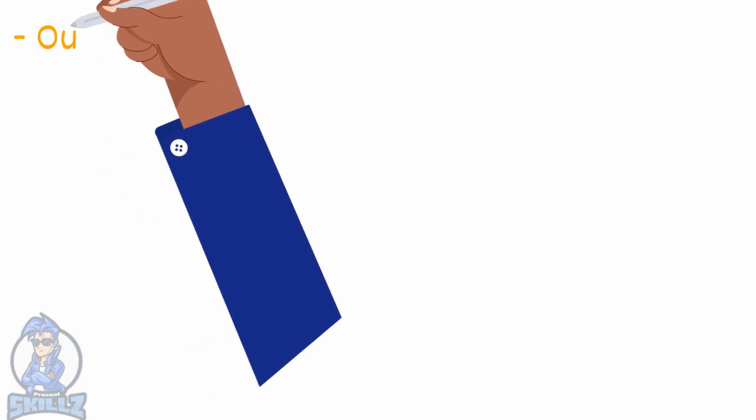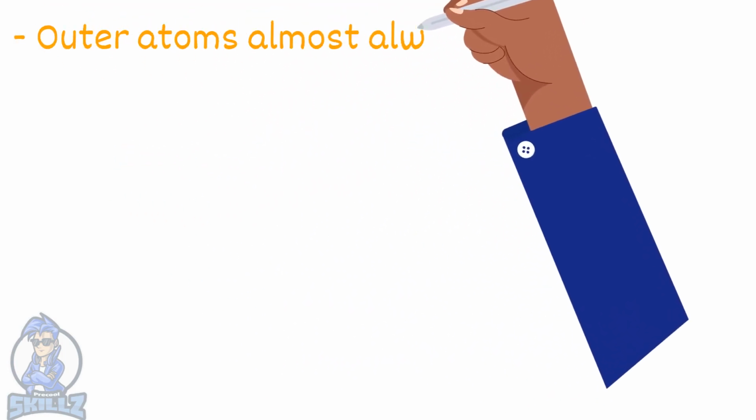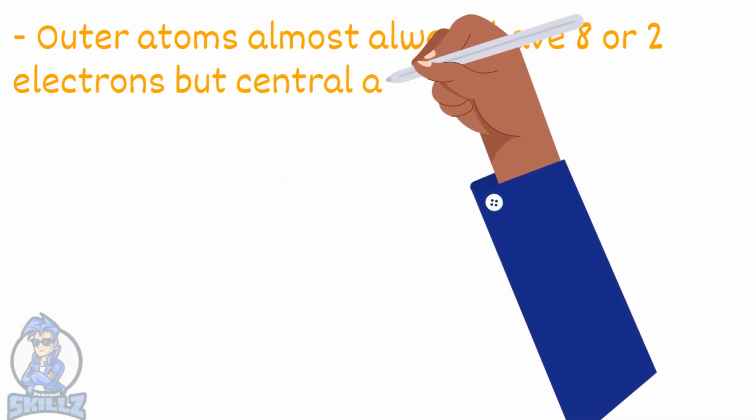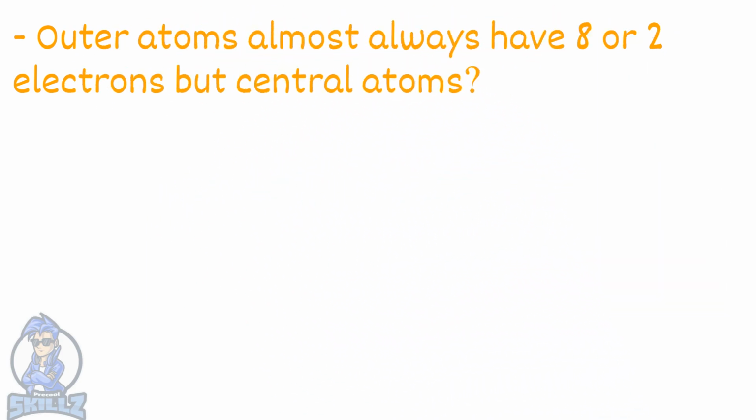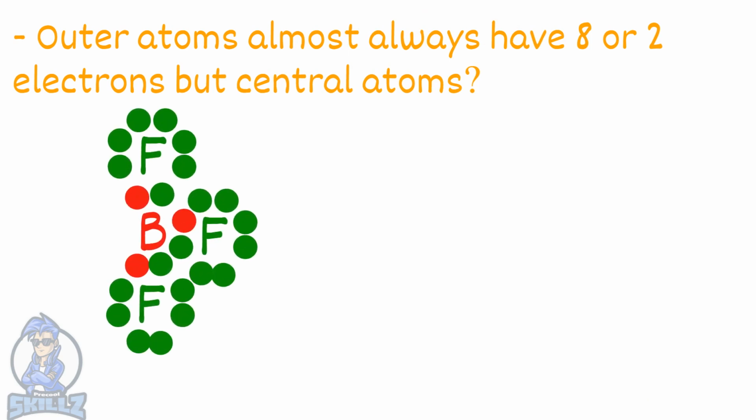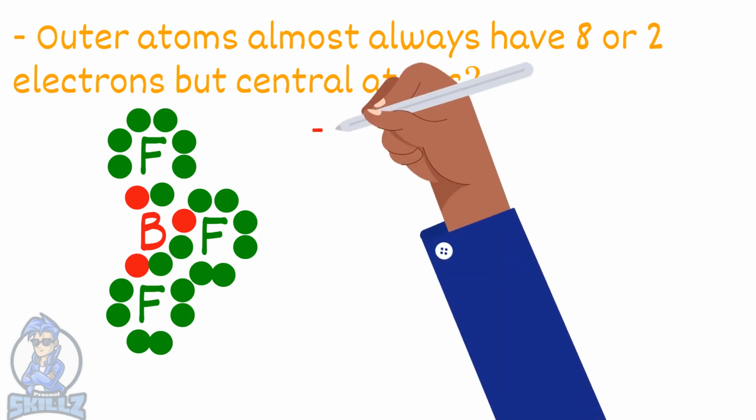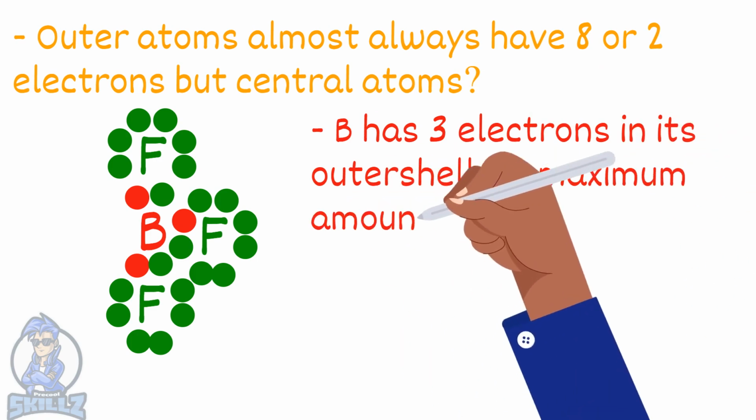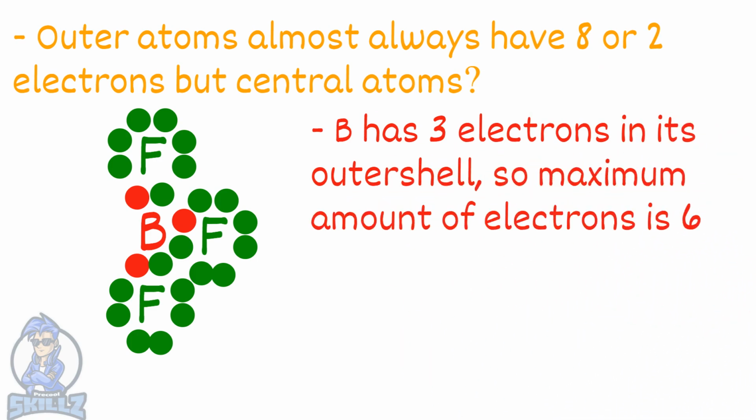Even though the outer atoms in a molecule almost always have 8 electrons, or 2 if it's hydrogen, the central atom might not always be that lucky. Here's an example, BF3. B is the central atom, while the F's surround it. Take a look at the dot and cross diagram. As you can see, the B atom has only 3 electrons in its outer shell, so the maximum number of electrons it can have after sharing is 6.